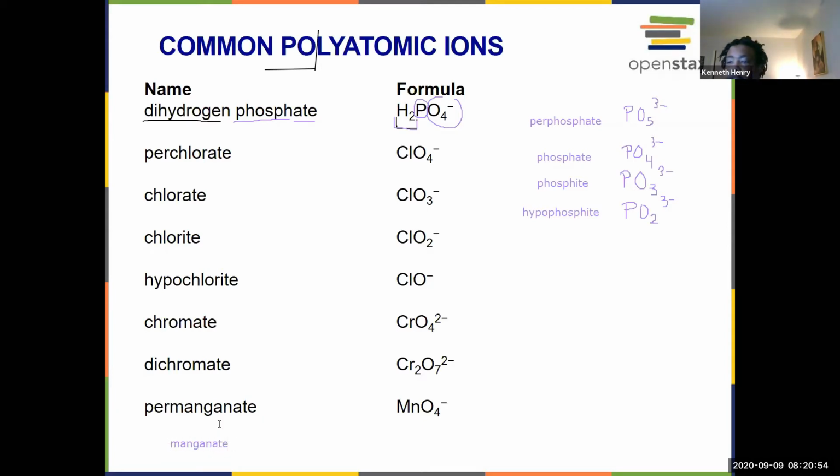Okay, so manganate. Since this is permanganate, you would assume that the next one, manganate, would be MnO3, right? Would that make sense if we obeyed the rule that we have up above? Yes. But manganate is an exception. So I would write down in big, bold letters in your notes: exception. Manganate is actually MnO4 2 negative.